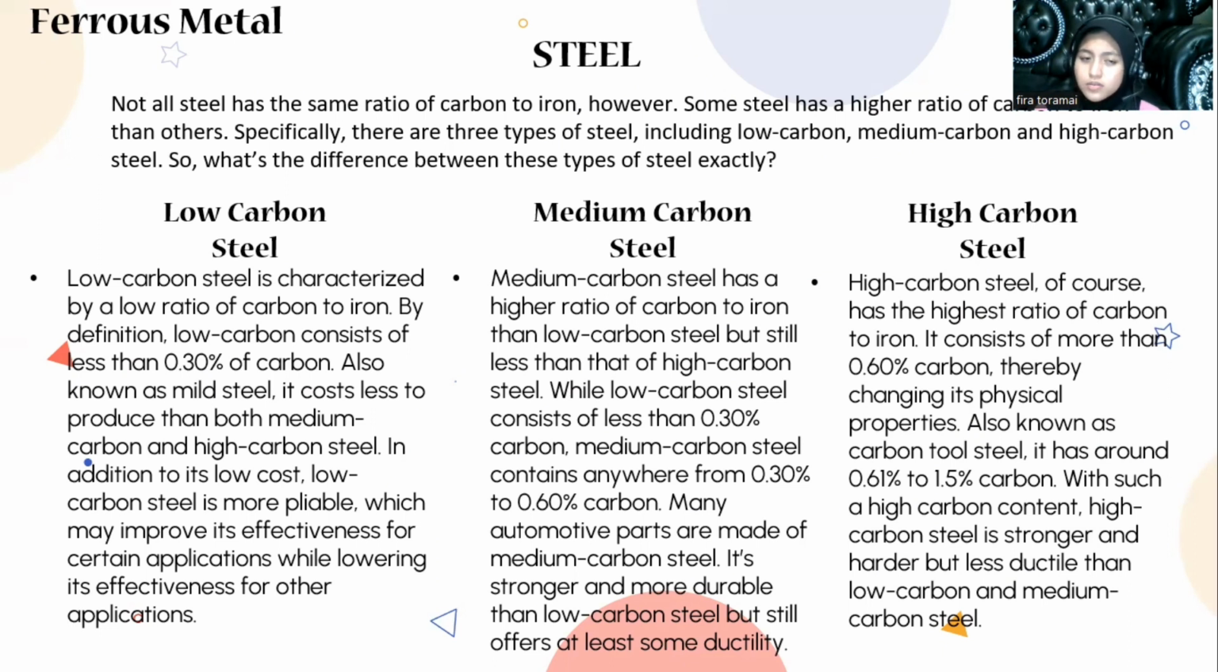It is around 0.61% to 1.5% carbon. With such a high carbon content, high carbon steel is stronger and harder but less ductile than low carbon and medium carbon steel.